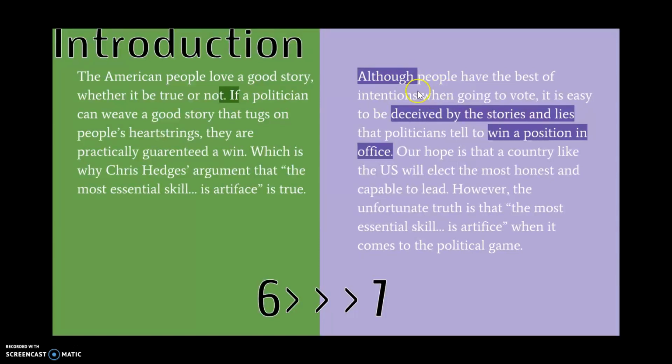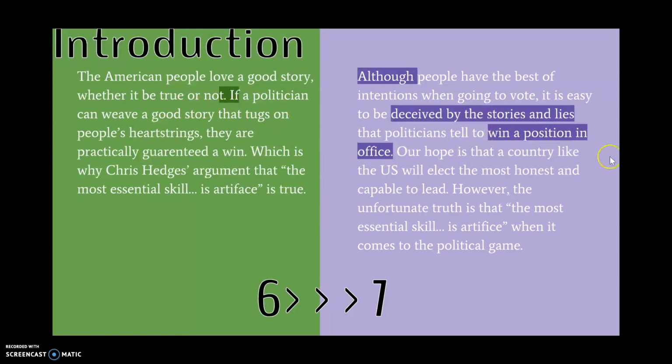And so the although indicates that while there is one perspective, there is an alternative perspective that is more real. And so that's a more complex concept to open with. Additionally, the ideas of deception, stories, and lies are more complex in concepts than just simply true or not.